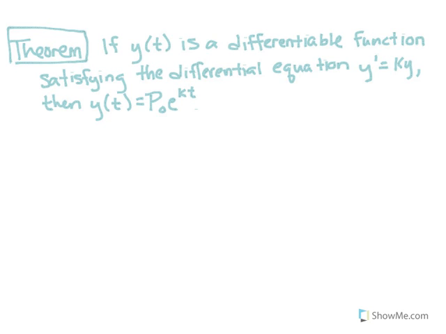So with that being said, we're going to move on to the next part that talks about how to integrate exponential functions with derivatives and integrals. So our theorem is going to state that if y of t is a differentiable function satisfying the differential equation y prime equals ky, then y of t is equal to our basic exponential function p naught e to the kt. So how do we actually use this? I'm going to show you an example so that it makes more sense.